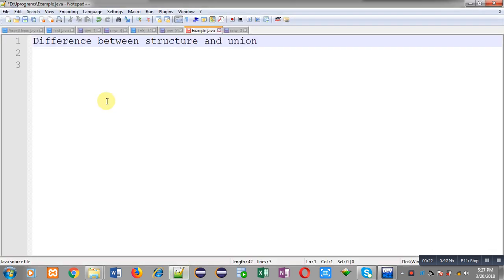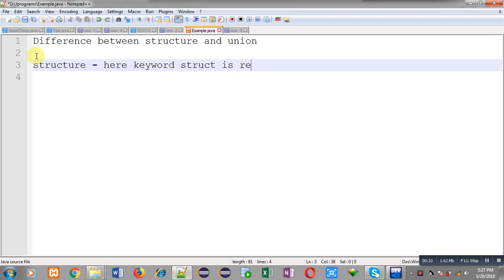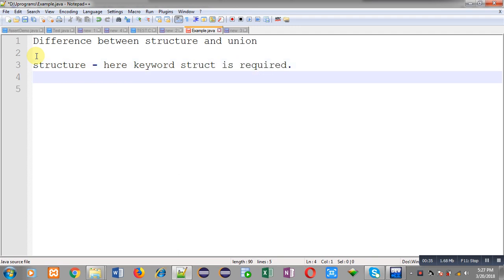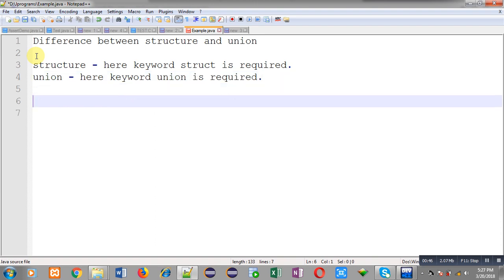Now, let's discuss the differences between structure and union. So, first structure here. The keyword struct is required. In case of union, here the keyword union is required. So this is the first difference between structure and union. In case of structure, we use struct keyword, and in case of union, we use union keyword.